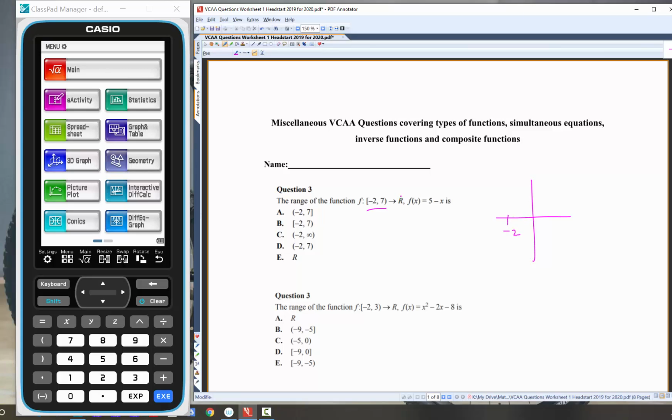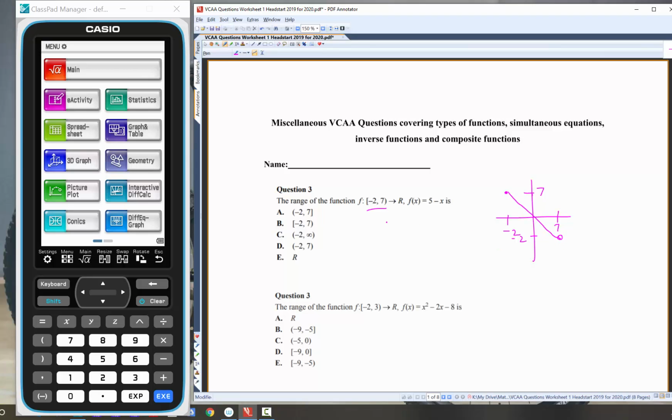So negative 2 goes in here and becomes 7. That value is included, so we're going to close circle that. When 7 goes into it, so when x is equal to 7, the y value will be negative 2. That's not included. There's my linear function.